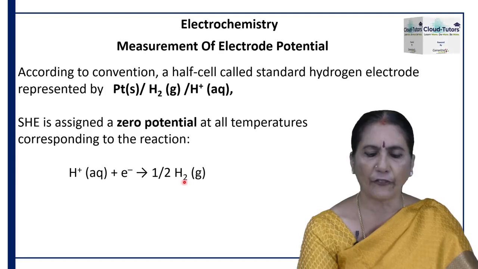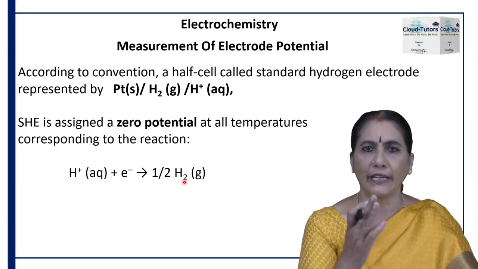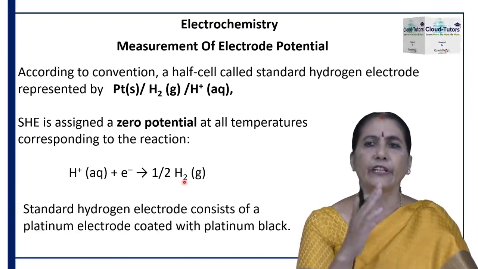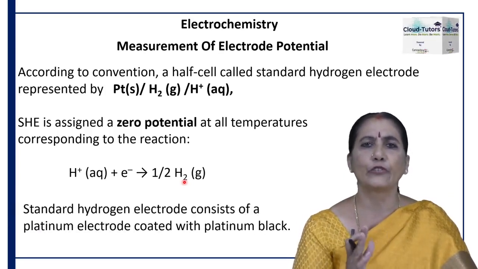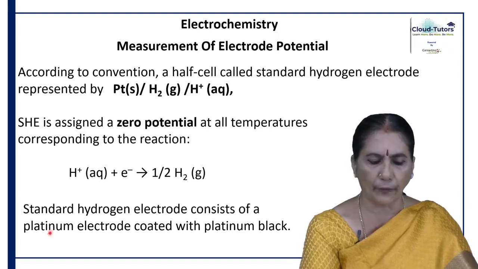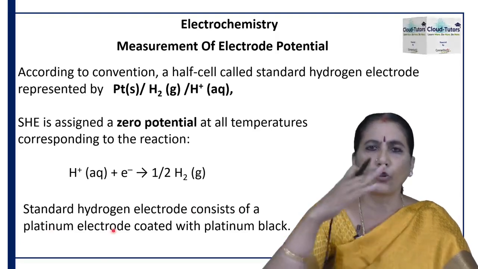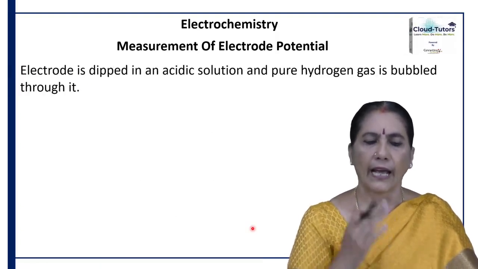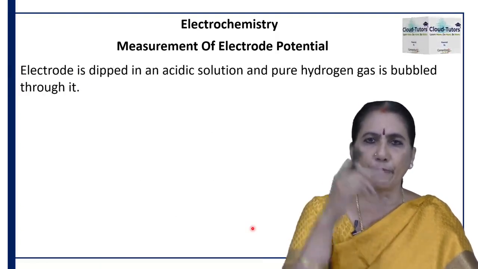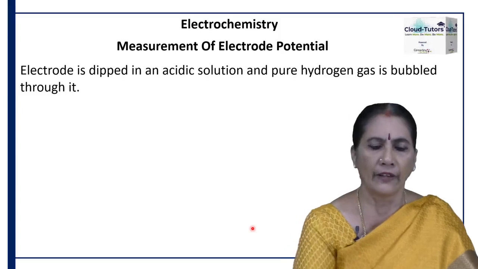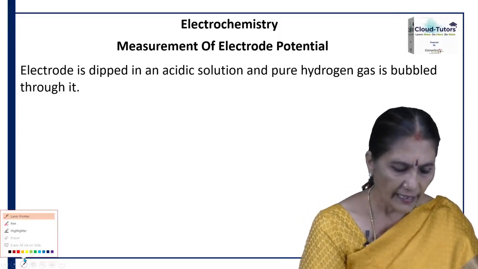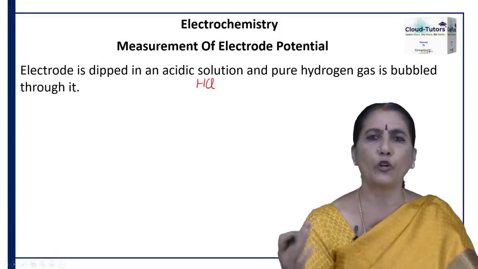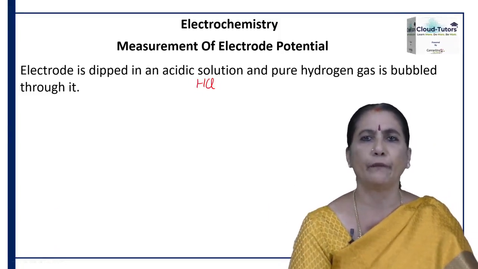If I say half of H2, it is nothing but equal to just H. This particular standard hydrogen electrode, if you see the construction, consists of a platinum electrode which is coated with a thin layer of platinum black. That electrode is dipped inside an acidic solution which is generally HCl, and you allow pure hydrogen gas to be bubbled through it.